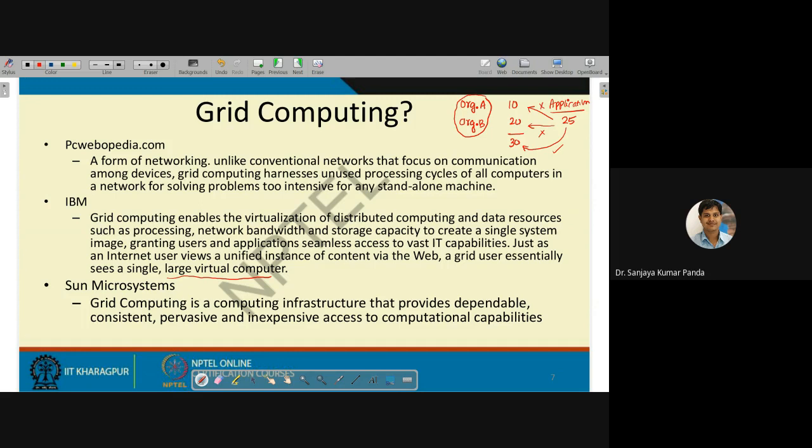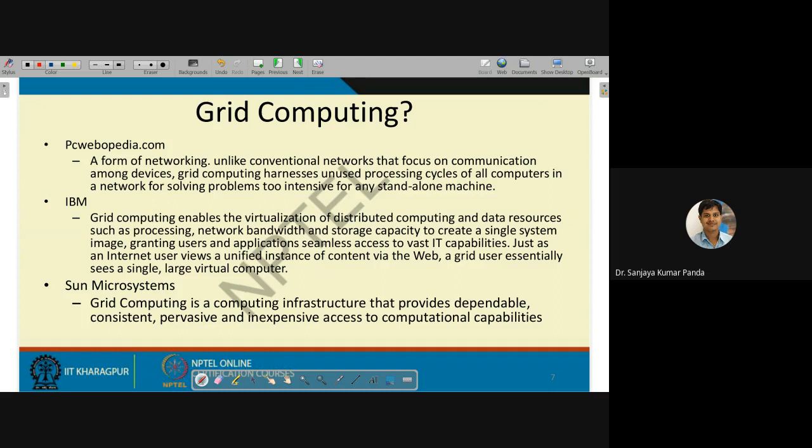Next, coming to Sun Microsystems, which provides Java. Java is also a popular platform provided by Sun Microsystems. They mentioned that grid computing is a computing infrastructure that provides dependable, consistent, pervasive, and inexpensive access to computational capability. Try to understand dependable. Dependable means all are cooperating with each other, all together to execute a particular application. In that context, we say they are dependable.